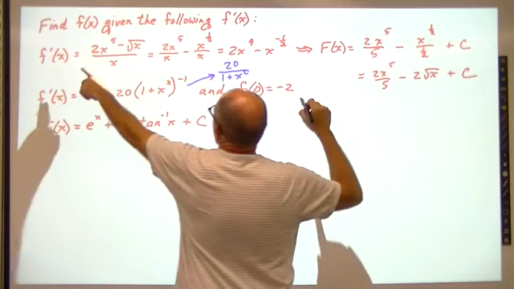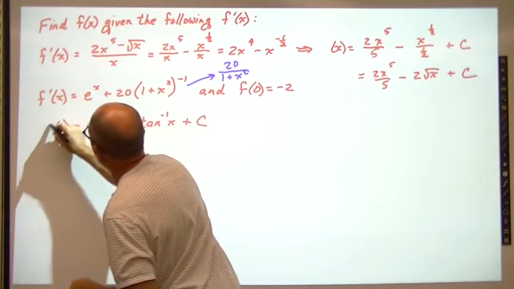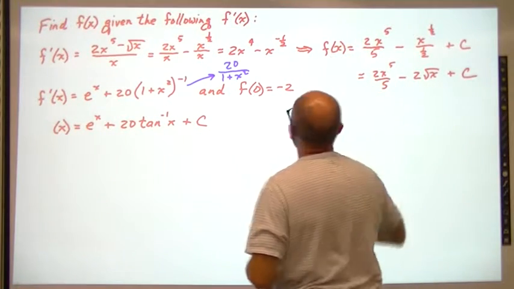These things are not, f prime is this, so that means these are not capital F, these are small f's. We'll edit that out.